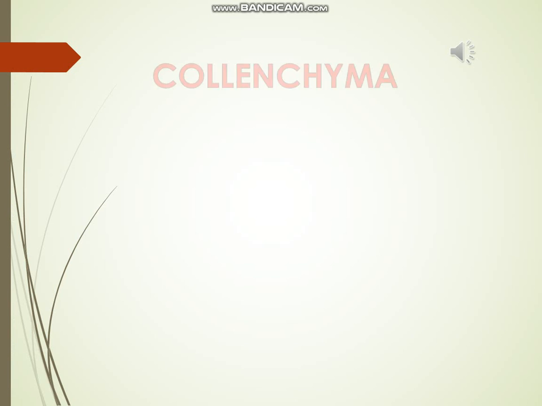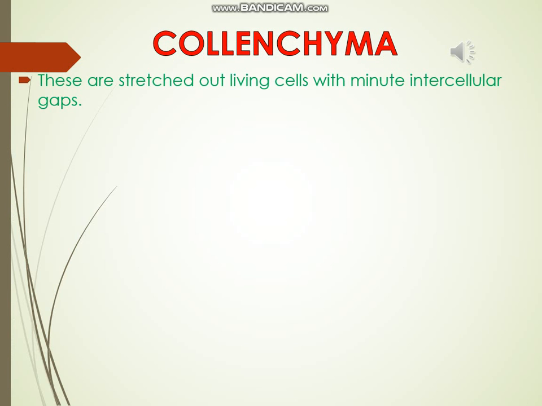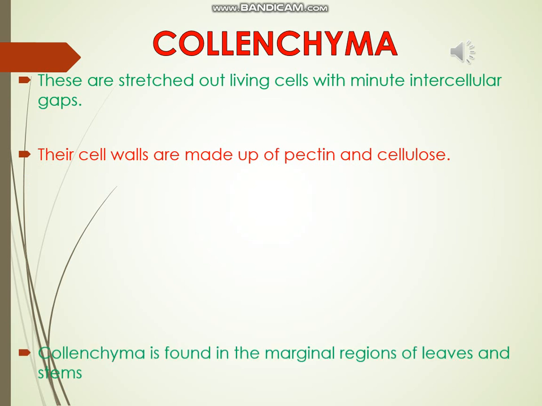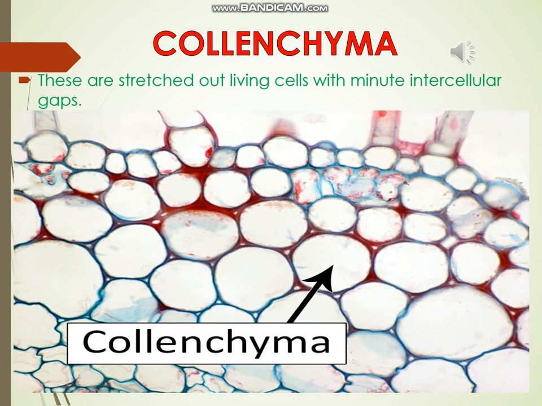Next one is collenchyma. These are stretched out living cells with minute intercellular gaps. Their cell walls are made up of pectin and cellulose. Collenchyma is found in the marginal regions of leaves and stems and offers flexibility with the structural framework and mechanical support in the plants.